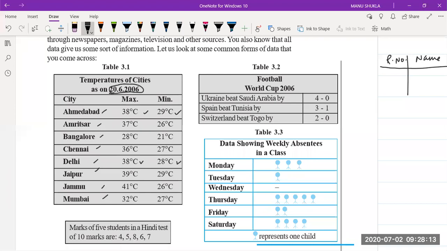Jammu, 39. No, okay, Jammu is 41. So see the effect of global warming. The city which was known for being cold is having the maximum temperature. So we should work on this also. We should try to decrease global warming. We should decrease the emission of CO2 gas in the environment.